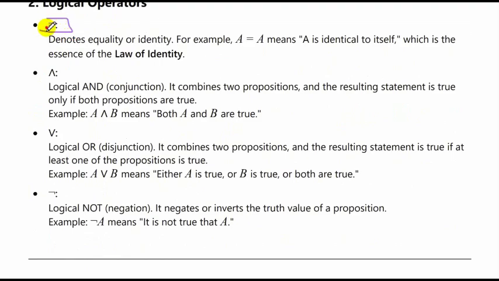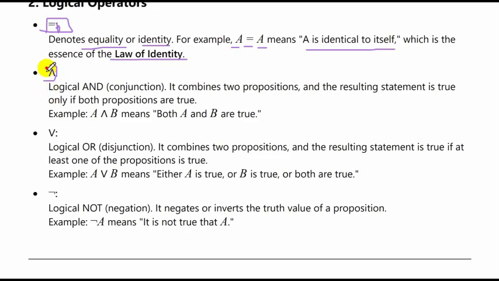This is the symbol used. We are not using this one, we are excluding this. It's almost like an equal to sign, so it denotes equality or identity. For example, A equals A means A is identical to itself, which is the essence of the law of identity, which we will study next in the laws of thought.